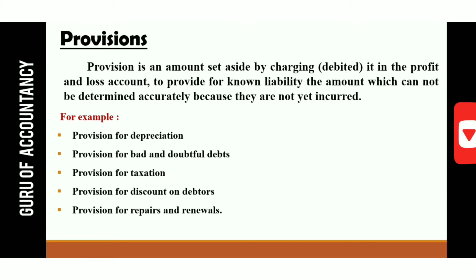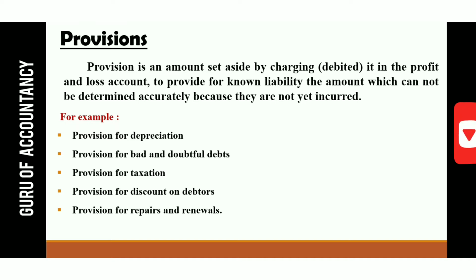Every year the value of assets goes down, and for that we have to create provision for depreciation. Similarly, provision for bad and doubtful debts. When you make the credit sale of goods, some of the debtors do not make payment. So there are likely chances of bad debt and there are doubtful debts. So for that amount you have to create provision. We are not clear which amount of debtor is irrecoverable. So we have to create provision for bad and doubtful debts.